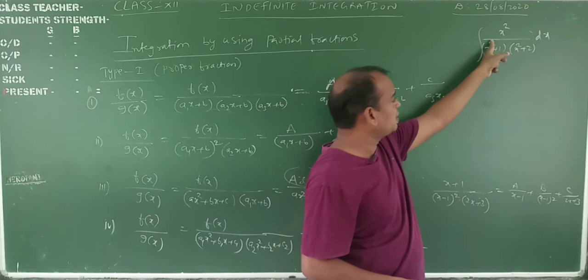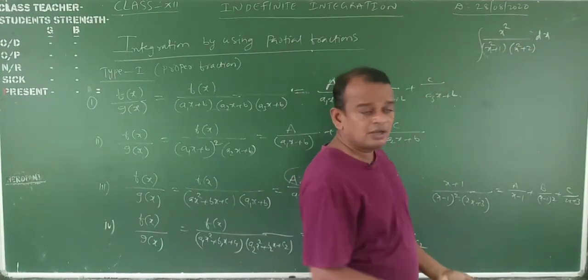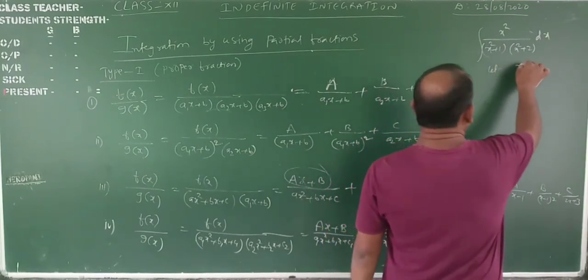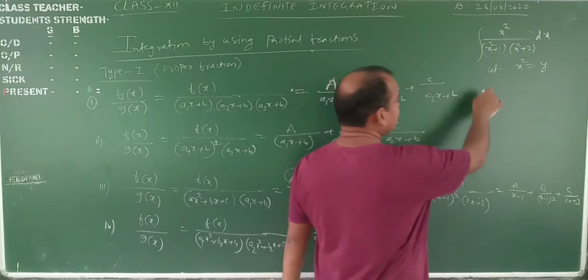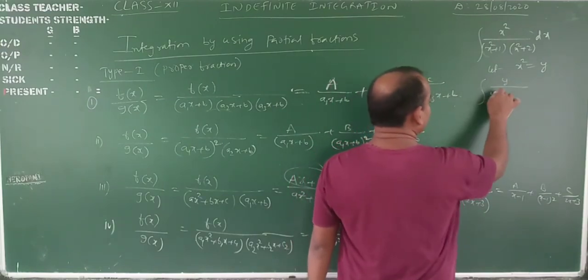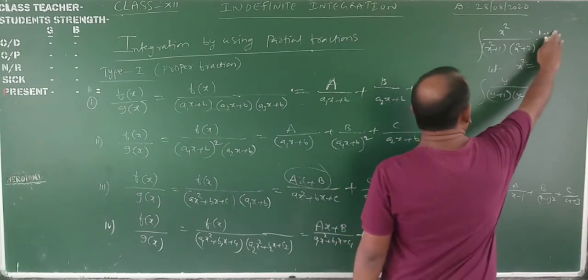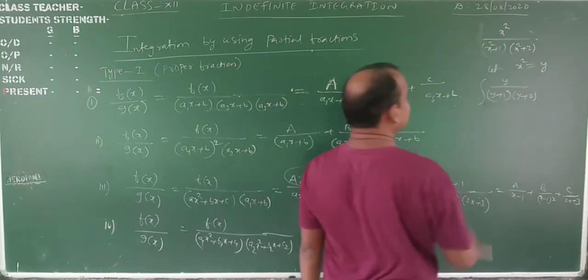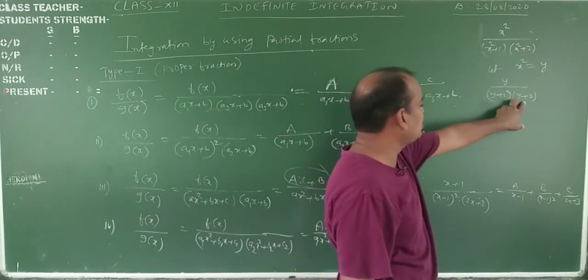Here x square, even powers of x, in each and every term. In that way, compulsorily we substitute x square is equal to y. Put x square is equal to y. What happened? That is equal to y by (y plus 1) into (y plus 2). These are the two linear factors.